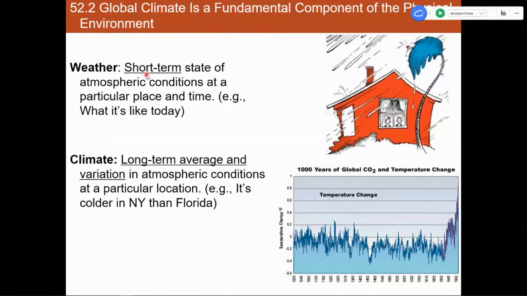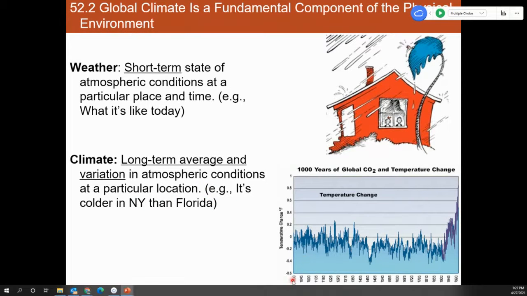So weather is a short-term state of atmospheric conditions. So what is it like outside today? I'm looking outside, it's pretty sunny, okay, and a little bit breezy. That's the weather today. Climate, however, is a long-term average condition and variation, okay? So in atmospheric conditions at a particular location.